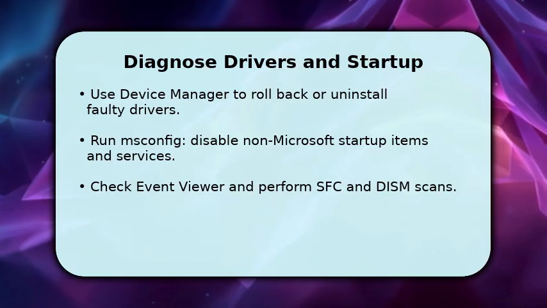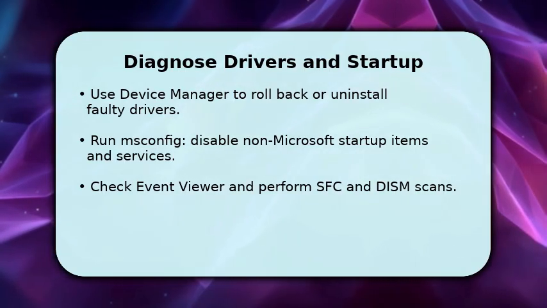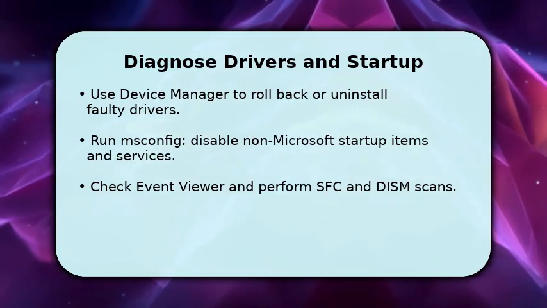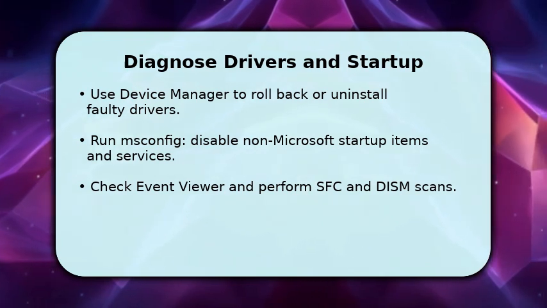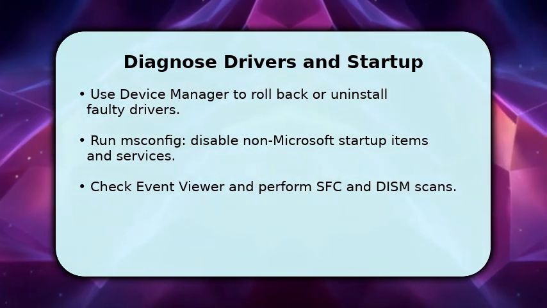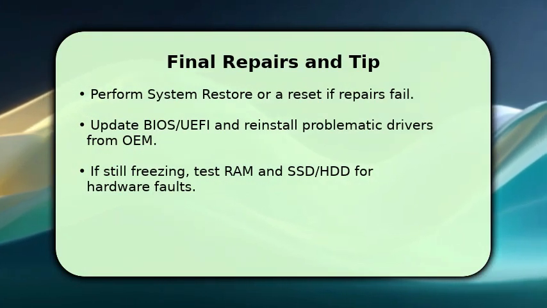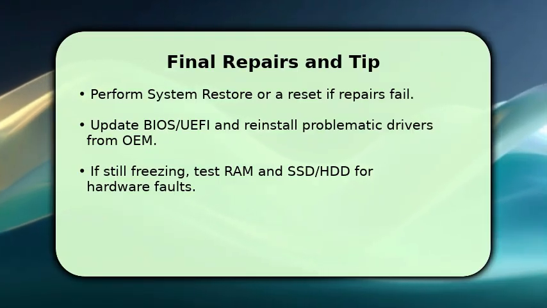After that, check Event Viewer for critical errors and run SFC and DISM to repair corrupted system files. These scans fix integrity issues that prevent normal boot. Make changes one at a time, and if the freeze persists, perform a system restore to a known good point or use Reset This PC to preserve files while reinstalling Windows. These resolve deep software corruption.